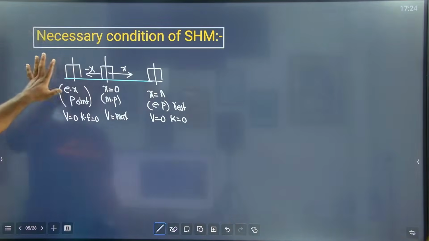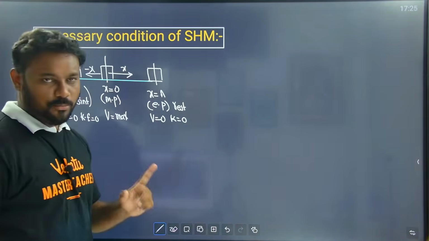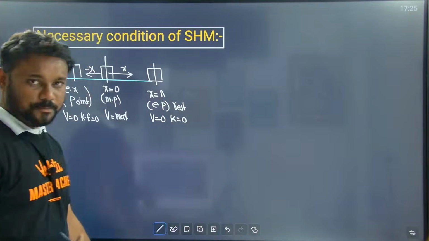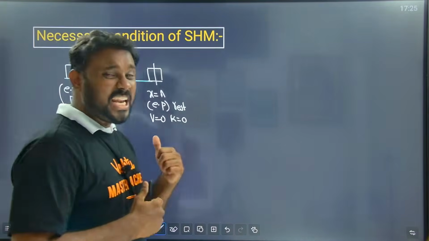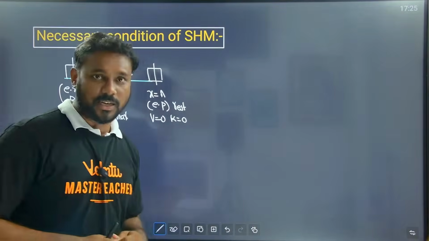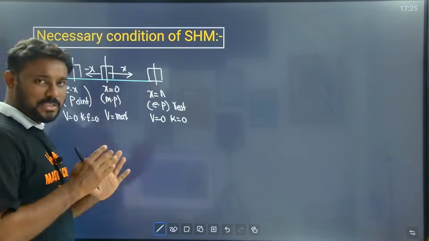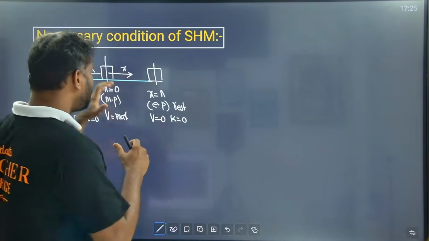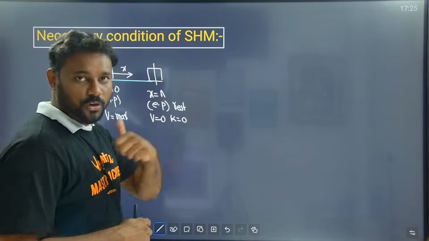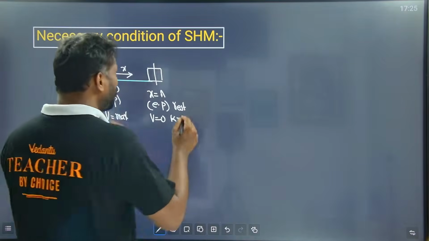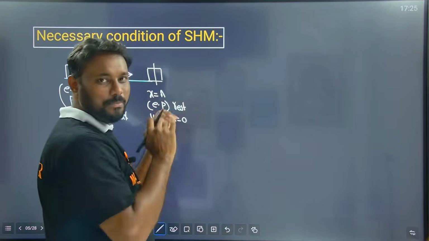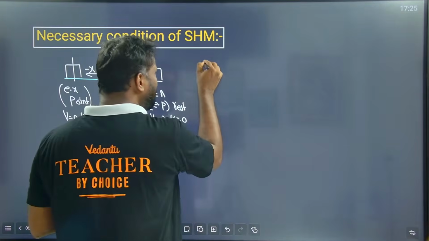Now I'm writing the necessary condition for simple harmonic motion. Very, very important thing. Because it is a periodic motion, and periodic motions can be represented using sine and cosine functions. First I am going to find the equation for the necessary and sufficient condition for simple harmonic motion. We'll discuss that. Because of the restoring force, the object will come back to the mean position. So I'll start with the restoring force.